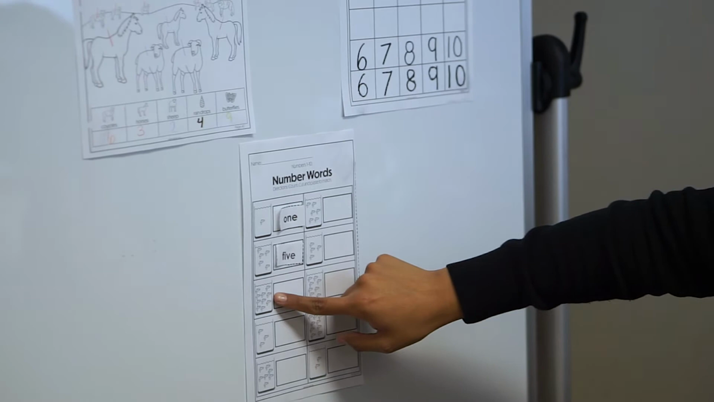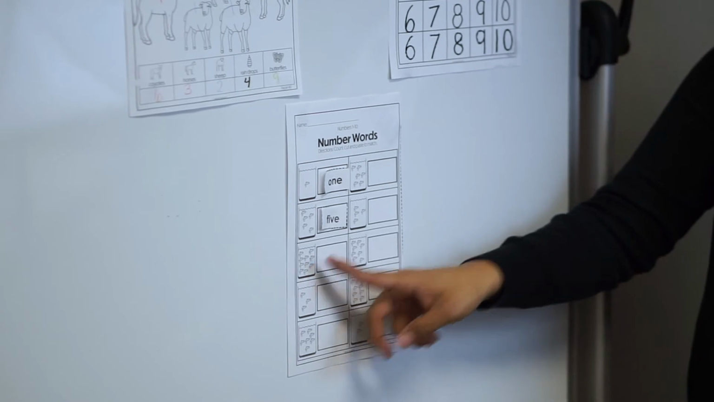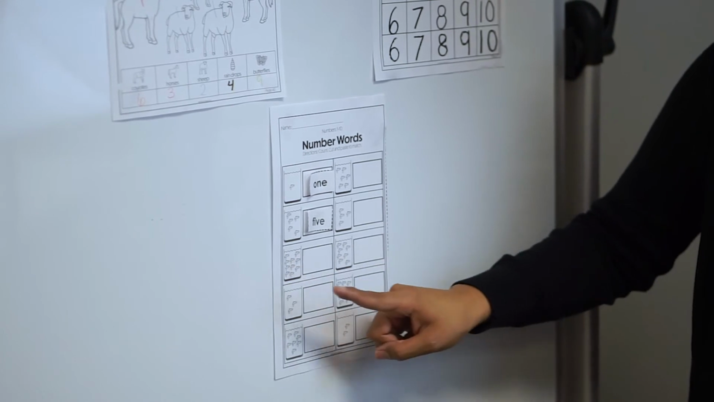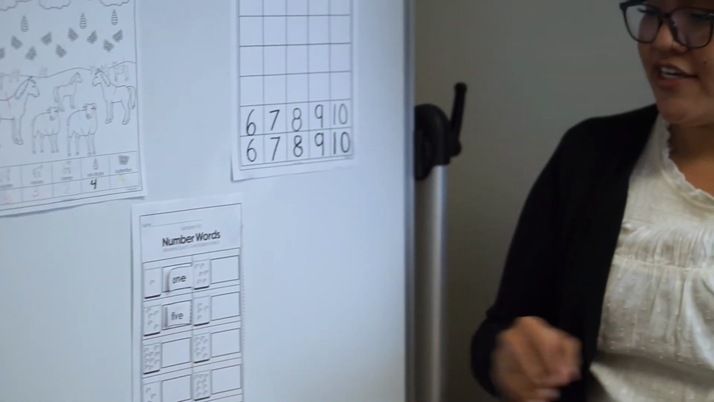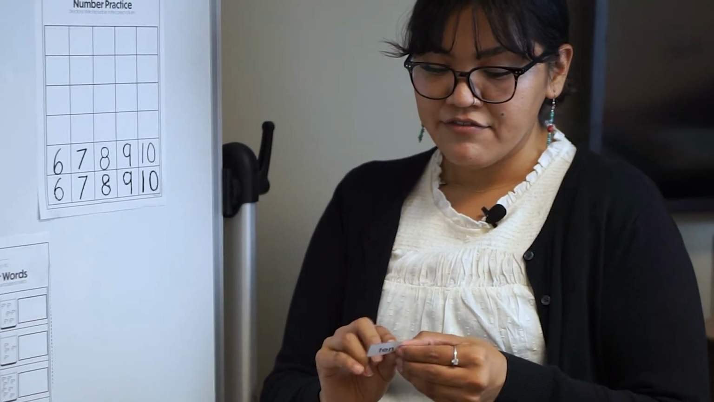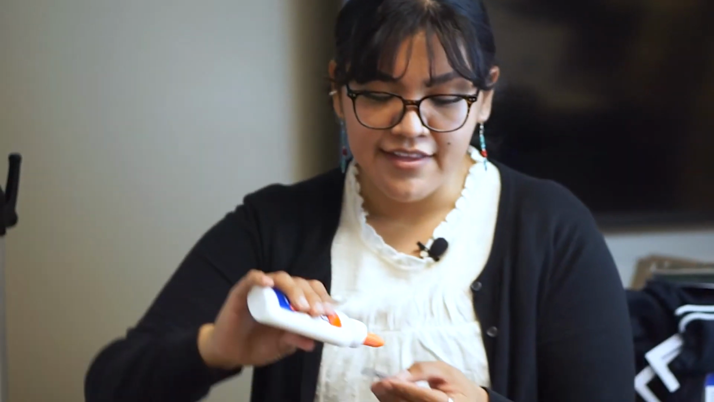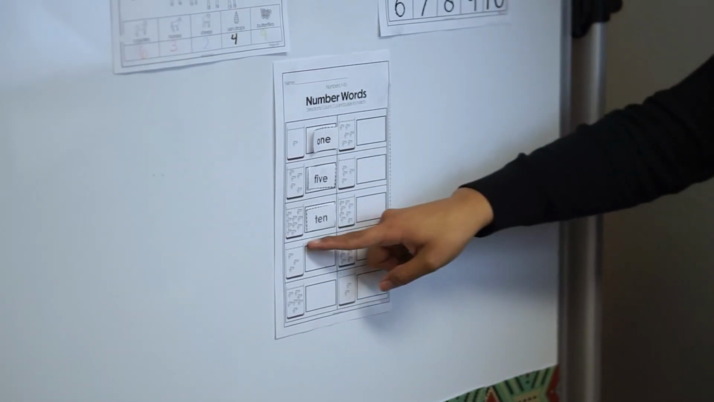Okay, let's look at this one right here. Let's count how many fish are in this tank. There are 1, 2, 3, 4, 5, 6, 7, 8, 9, 10. There are 10 fish right here. So we're going to look for the card that says 10, which is T-E-N. We're going to put some glue in the back of that one, and we're going to put 10 right here because there are 10 fish. T-E-N.